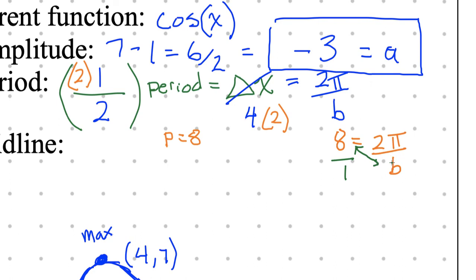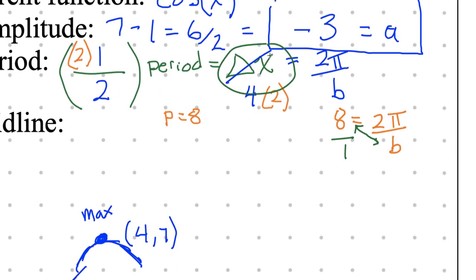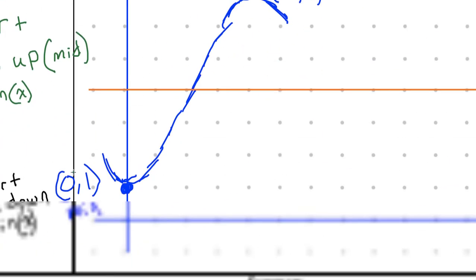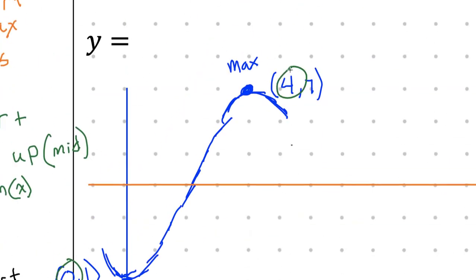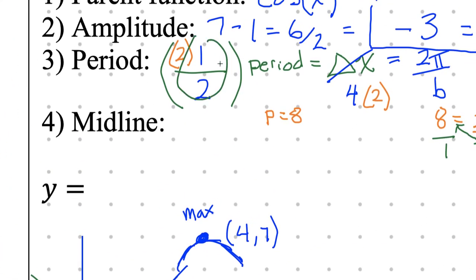Beverly, where'd you get 4 from? 4 is the distance, our delta x. How much do we change in our x direction from 0 to 4? We did 4 minus 0 and we got 4. And multiply by 2 because it's half, right? Yeah, half of the period. So in order to get rid of half of the period, we multiply both sides by 2, and now this is all gone, and the period by itself is equal to 8.